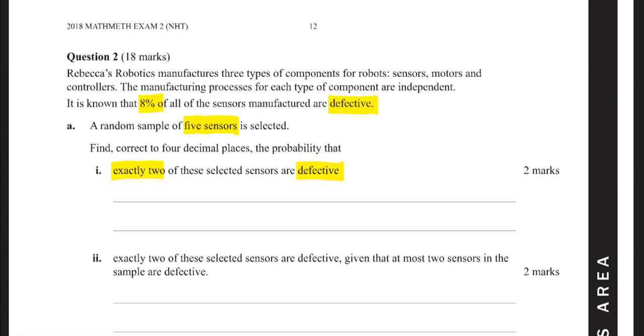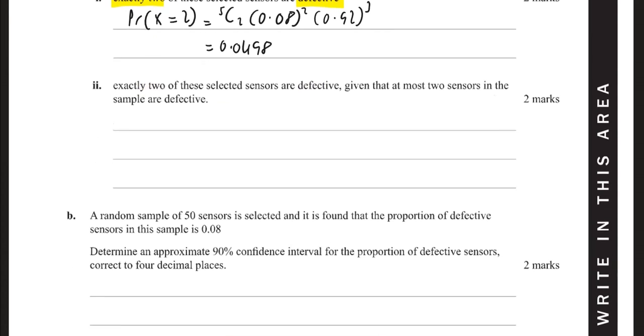So to do that, we just use binomial. Random sample of 5, and we want 2 of them to be defective. Chances of being defective is 0.08 to the power of 2 multiplied by 0.92 to the power of 3, which is 0.0498. Part II.